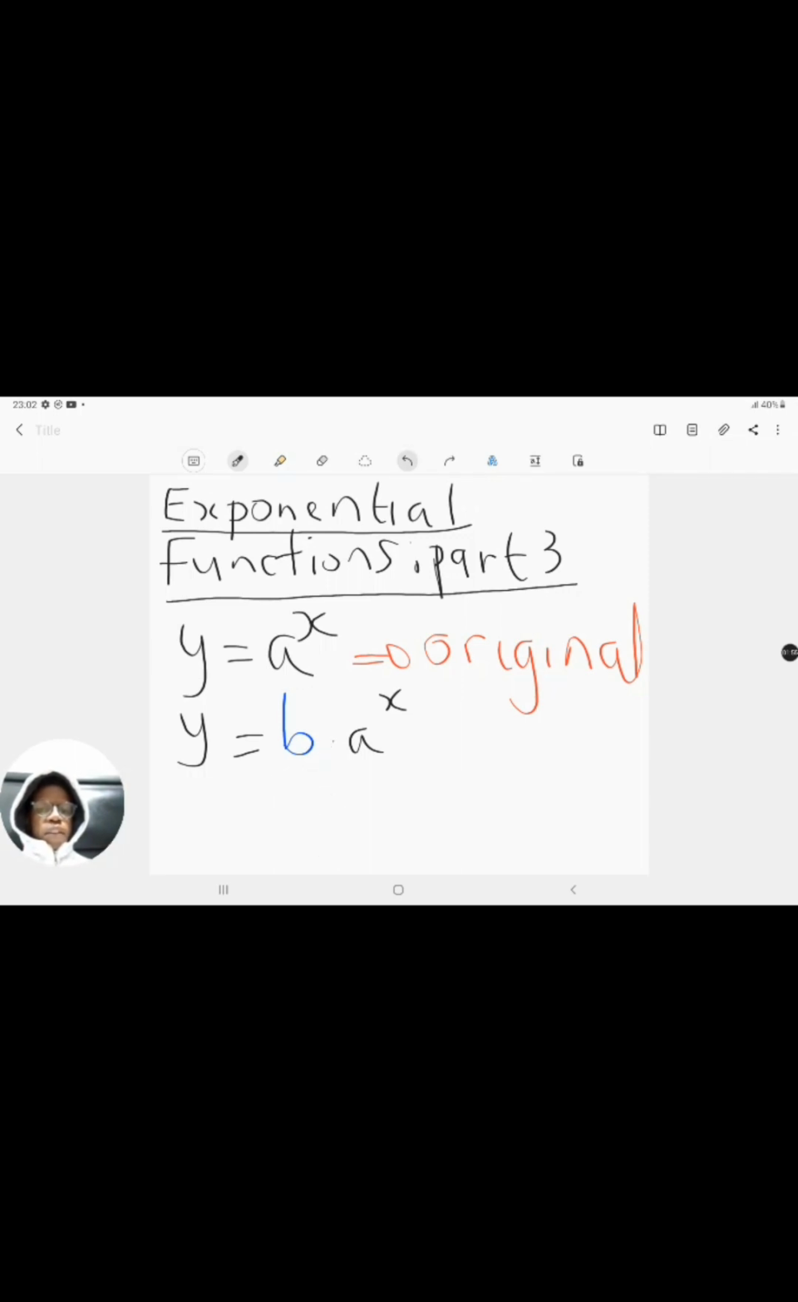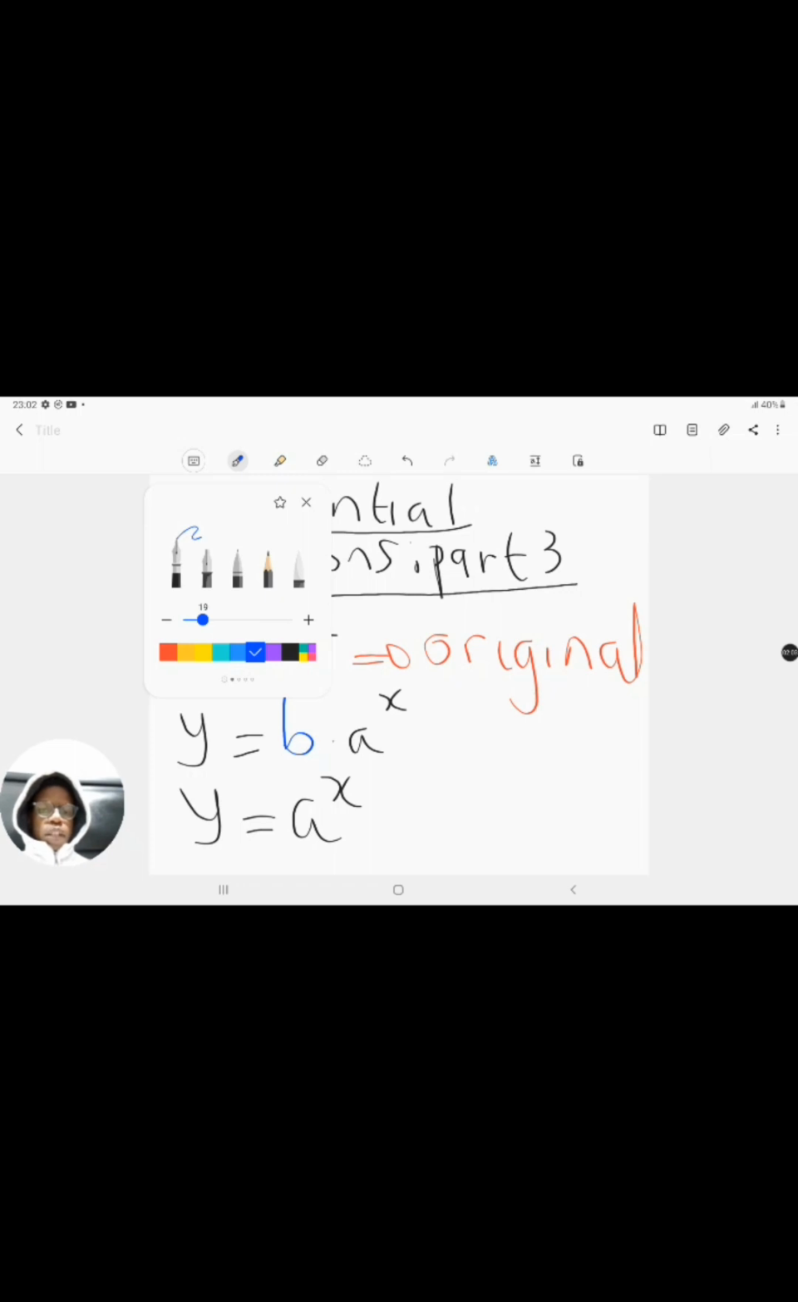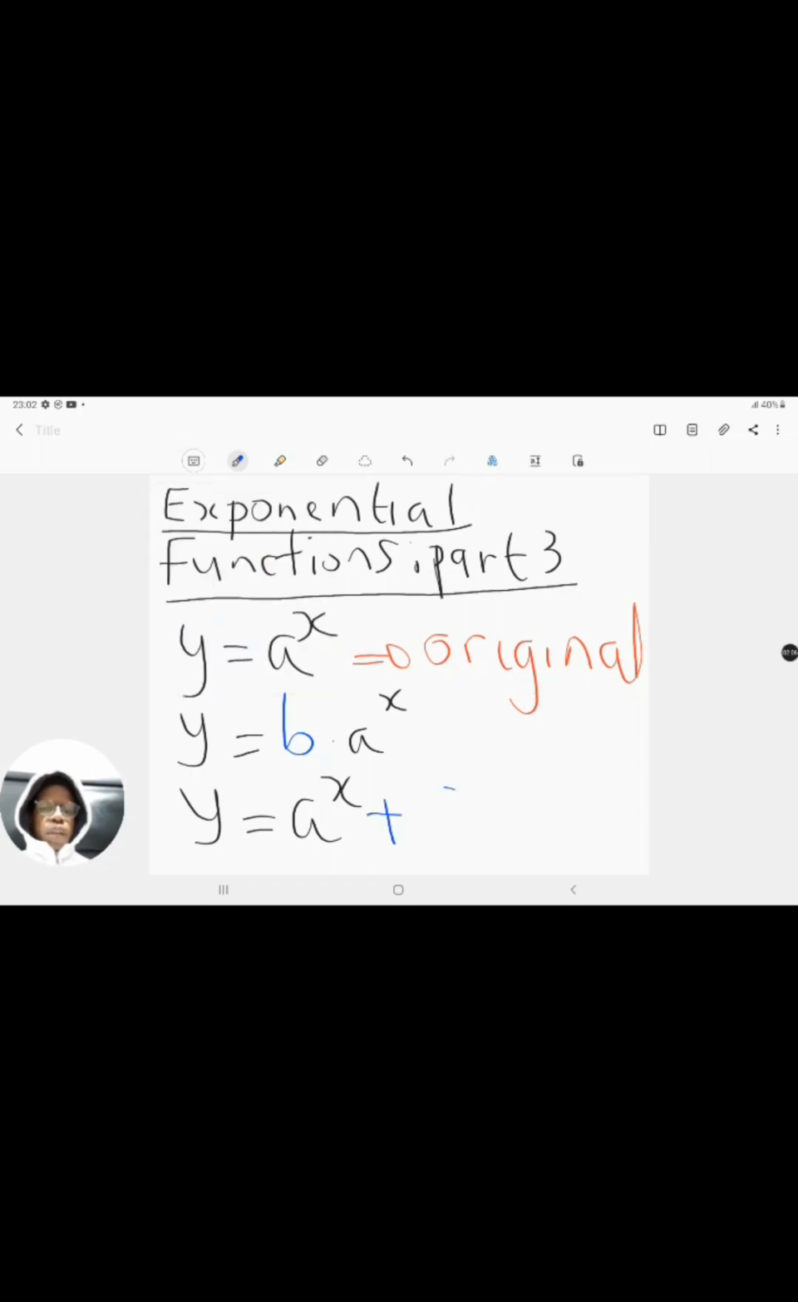The second form that we looked at was y is equal to a to the power of x plus c. This can be plus or minus c. We saw that the effect of c on our graph is that it dictates the number of units that our graph shifts in the vertical direction. If it's negative, then our graph moves downwards. If it's positive, then our graph moves upwards.